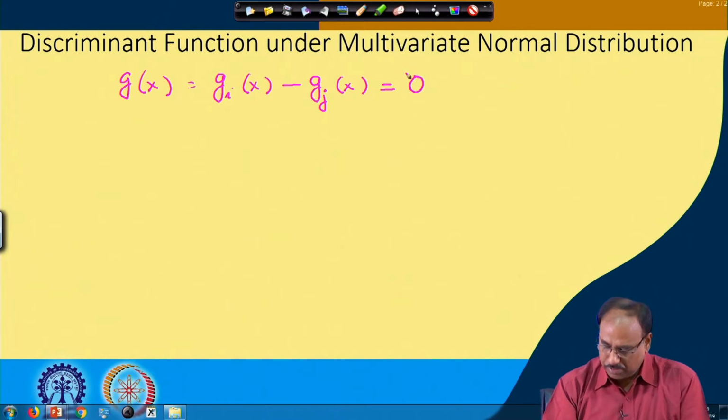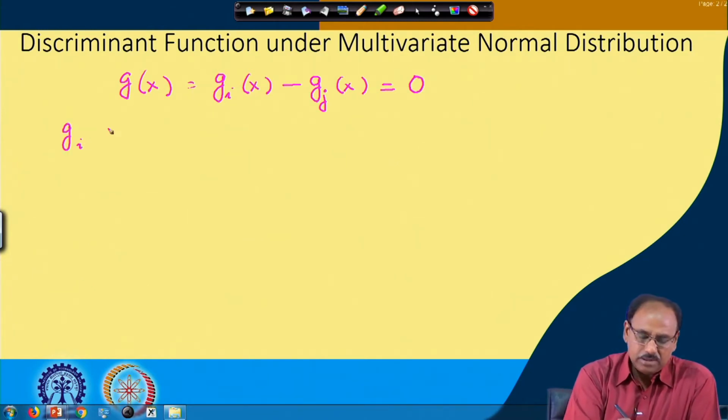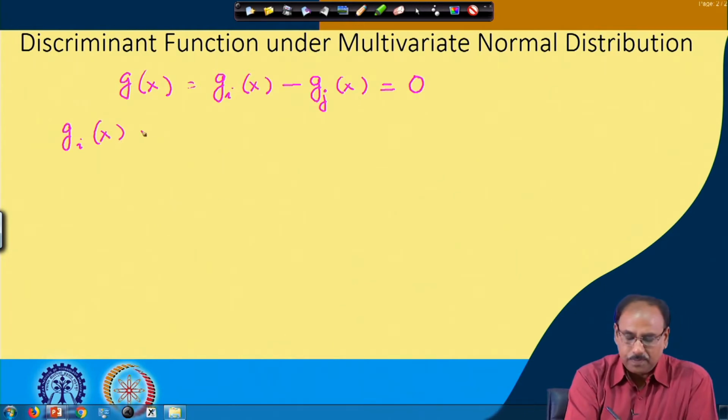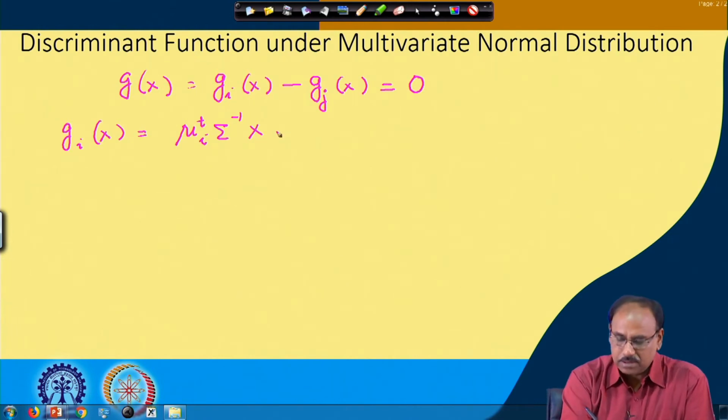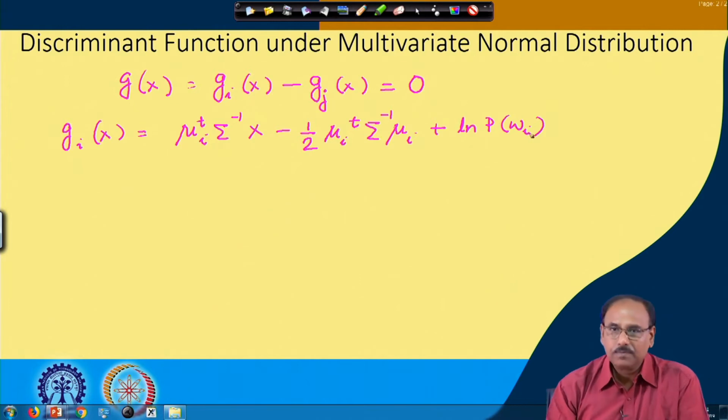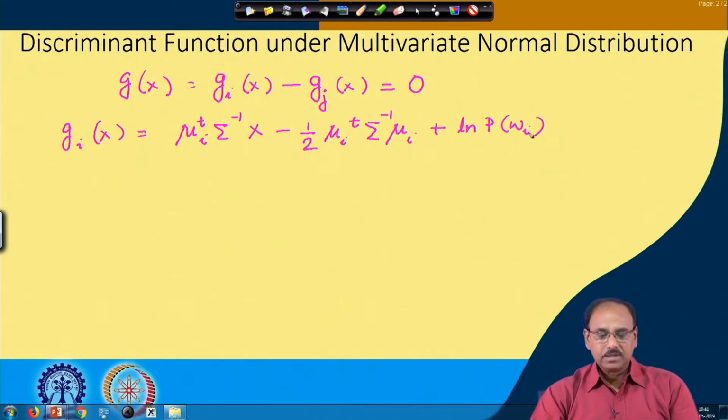What was our expression for g I x? G I x was of the form mu I transpose sigma inverse x minus half mu I transpose sigma inverse mu I plus log of p of omega I. Similarly, when I compute g j x, g j x will be mu J transpose sigma inverse x minus half of mu J transpose sigma inverse mu J plus log of P of omega J.